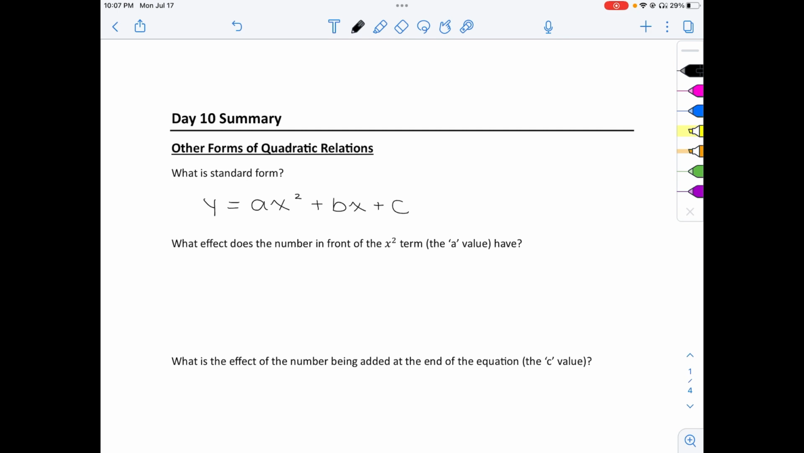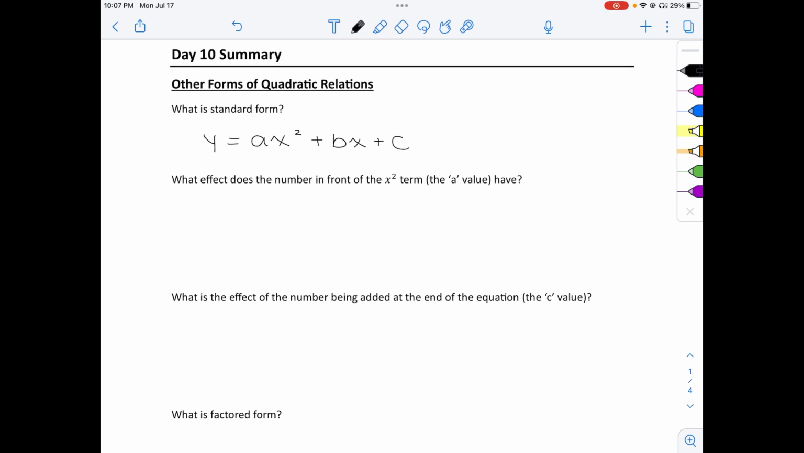Okay, so a, b, and c are all numbers. A and b are obviously coefficients. They are in front of the x squared and the x term respectively, and c is just a number on the end on its own. We looked at an example yesterday making a table of values with this, but we are going to talk about what the different numbers in this equation do, what effect they have in terms of transformations. So the number in front of the x squared term, or what we call the a value, is the reason why we use a as this variable and why we also used a in vertex form, because these numbers have the same effect in both forms of the equation.